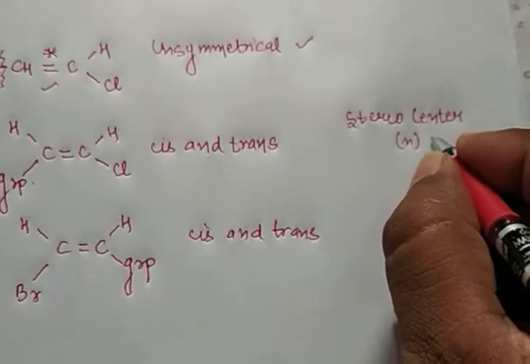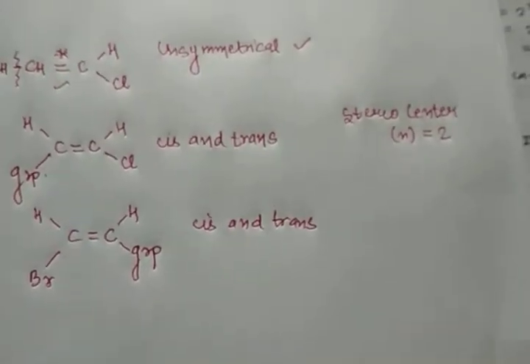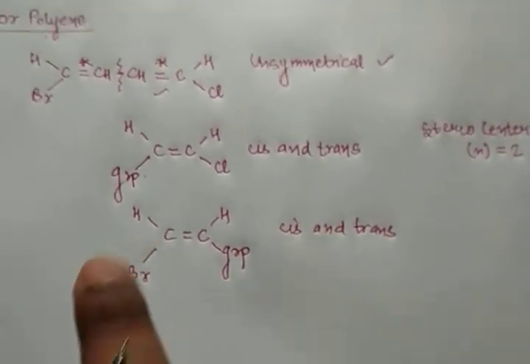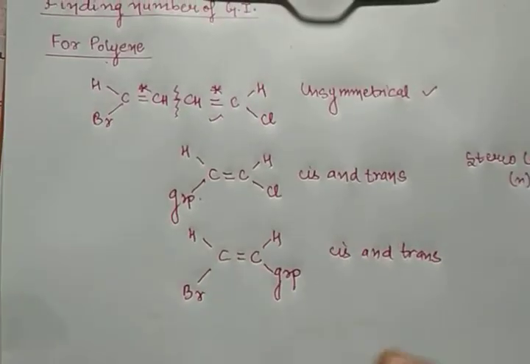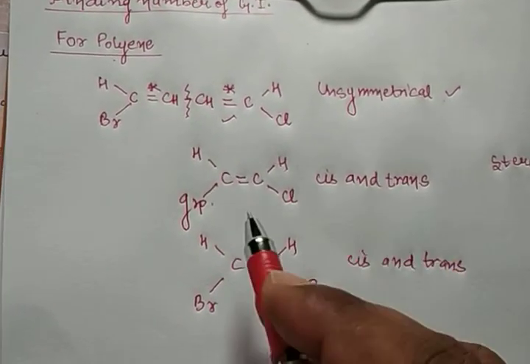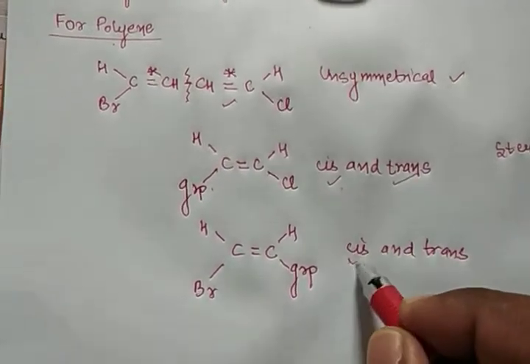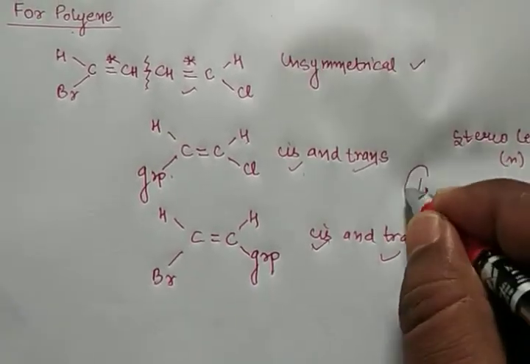Yeah, so now what is n? There are two stereo centers. There is a possibility of cis and trans, and cis and trans. So now this is unsymmetrical. So you know how many geometrical isomers were possible. There are two structures, 1 and 2, 1 and 2. It means there are 4 geometrical isomers, right?